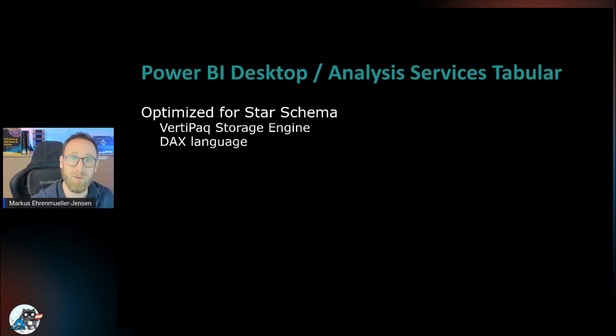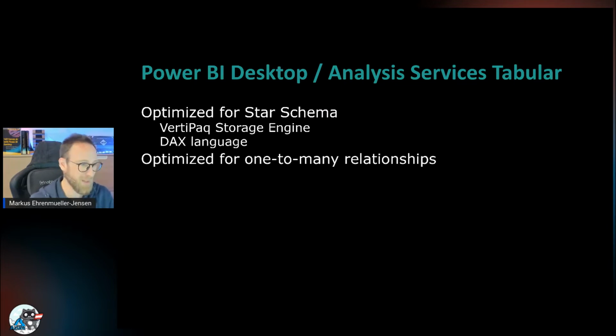So use a star schema, one fact table in the middle and only the dimensions around and no relationships between the dimension tables. That's the thing. And it's optimized as well for the storage engine, so where Power BI Desktop and Analysis Services Tabular store the data, but also the DAX language. If you have a star schema, writing DAX statements is much easier. DAX statements are not so complex in this case.